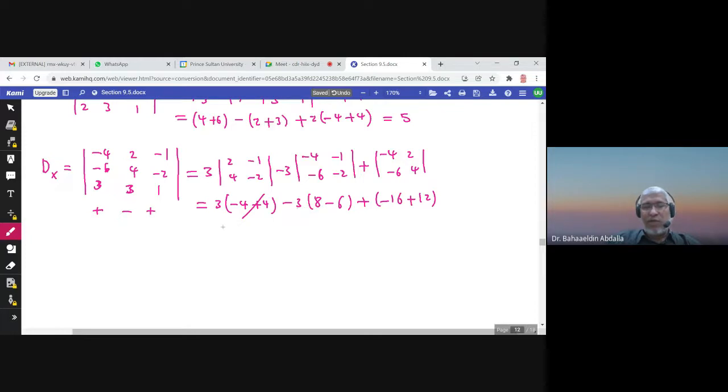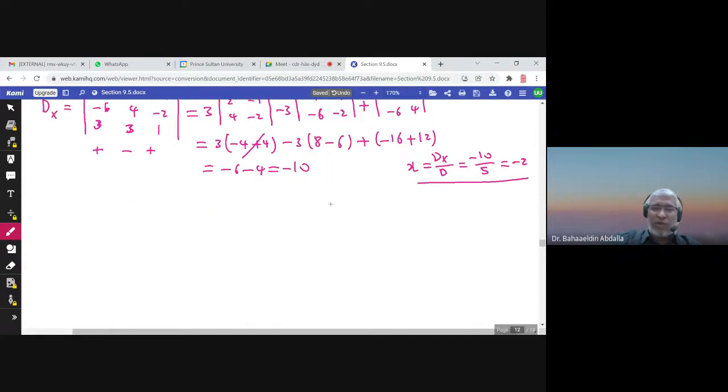Negative 3 times 2 is negative 6. Here negative 16 plus 12 is negative 4. So Dx is negative 10. x is Dx over D. So negative 10 over 5. So x is negative 2.